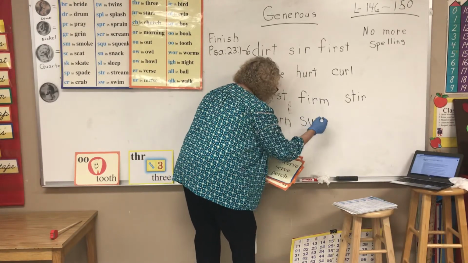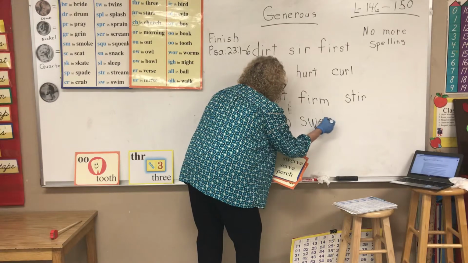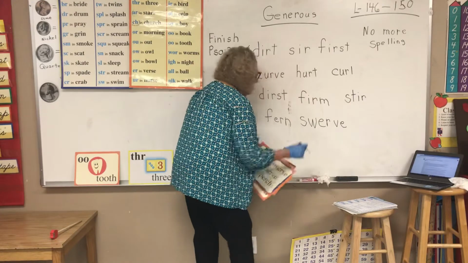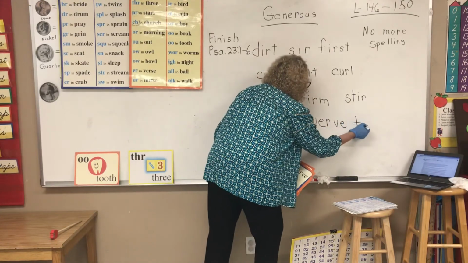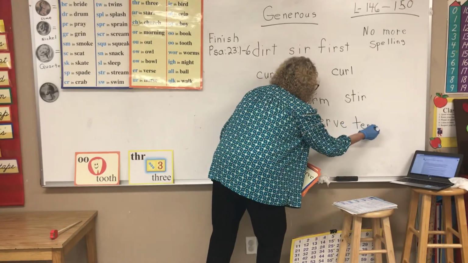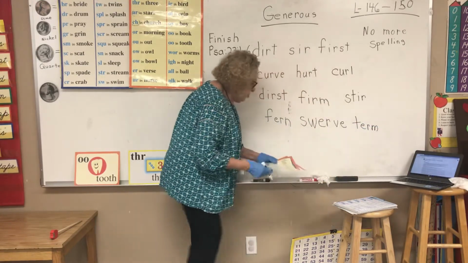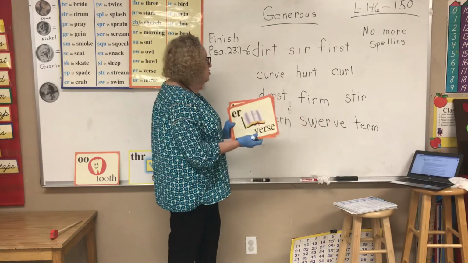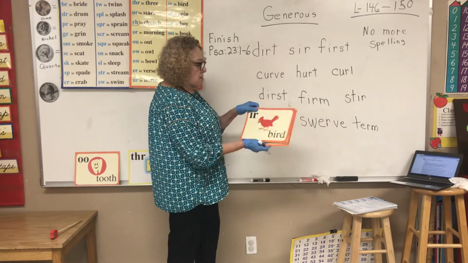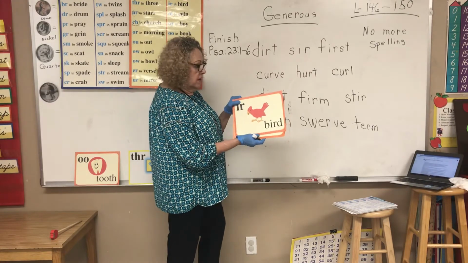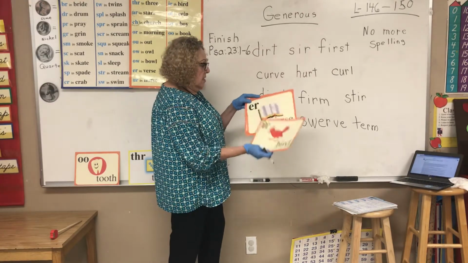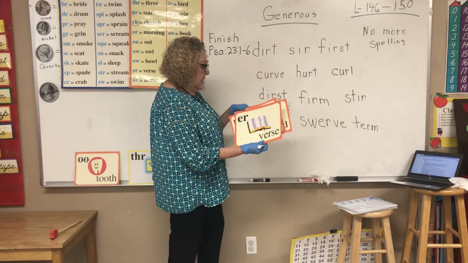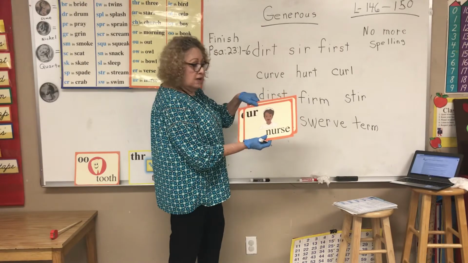Now here's one that has 2 special sounds, so you may have to help your child out with that, and I'm sure they'll do fine. Okay, so remember to just remind your child that when they're working with these 3 sounds, IR says er in bird, ER says er in verse, and UR says er in nurse.